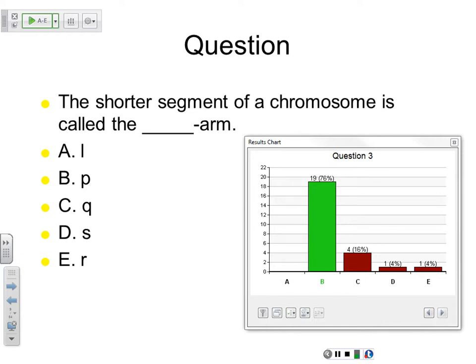Oh, there it is. Yeah, so it's the P arm. That's the shorter segment, and the longer segment is the Q arm. P stands for petite, friends. And then they said the next in the alphabet is Q, so Q. Yeah, that's really what they did. But you notice that chromosomes are always like this, right?